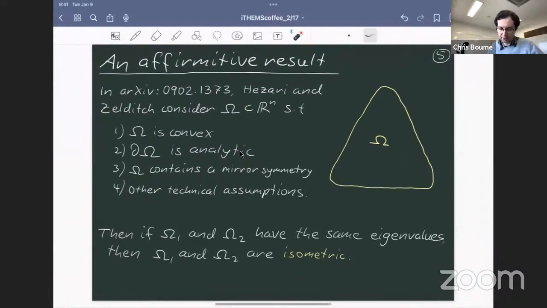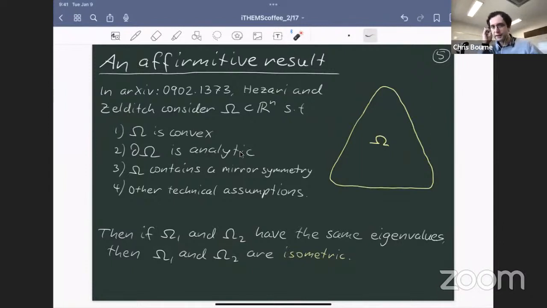But what they were able to show is if you restrict yourself to this class of domains, then you can actually hear what you might call the shape of a drum. So if you have two such domains and they have the same eigenvalues, then they are going to be isometric shapes. So there's going to be a one-to-one mapping between the two, which preserves distances, which is about as good as you can get in terms of such an identification.